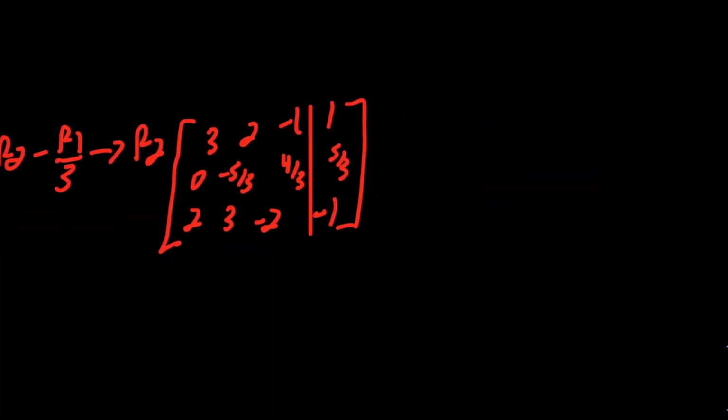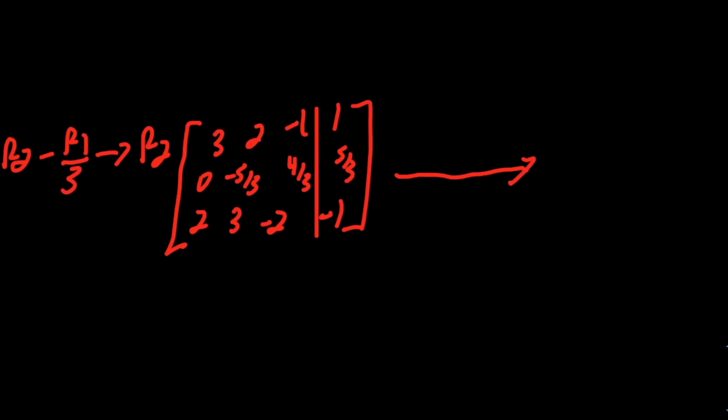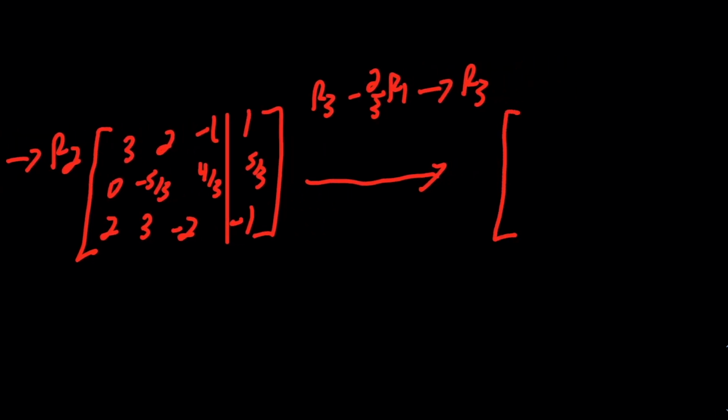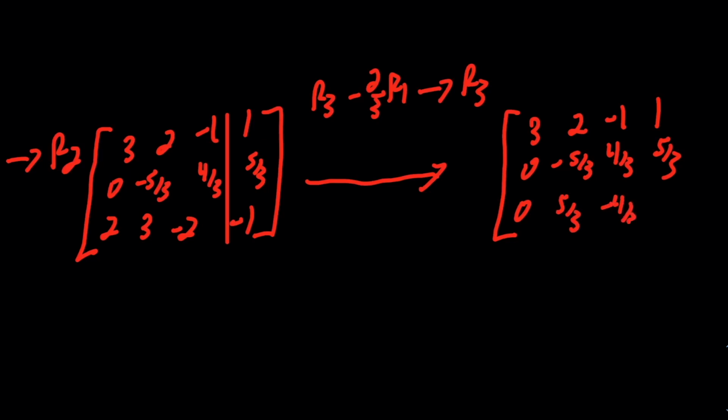And then next up we'll do another row operation where we'll grab row 3, subtract it by 2/3 times row 1, and move that to row 3. So therefore row 1 and row 2 should be the same. And row 3 ends up being 0, 5/3, -4/3, and -5/3. Right on.